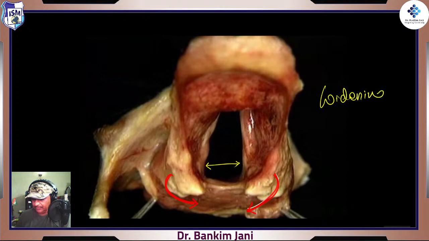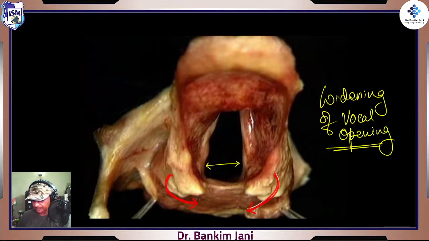That's what really happens. Interesting. This will lead to widening of the vocal openings, because that arytenoid would go like this. That's what leads to widening of the vocal gap or the vocal openings. So this is what is really happening to the arytenoid, with only the posterior fibers.